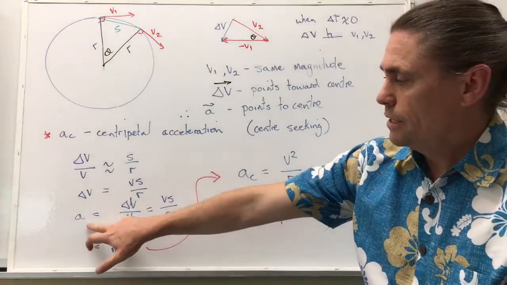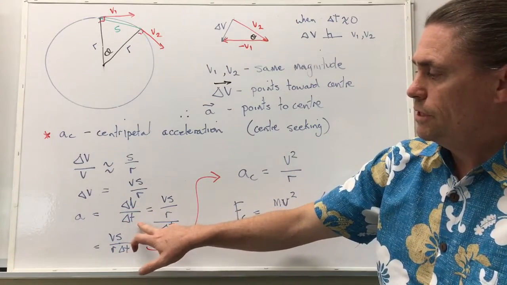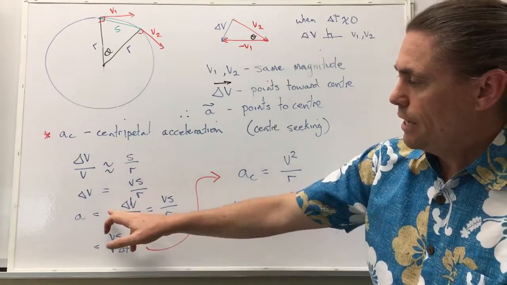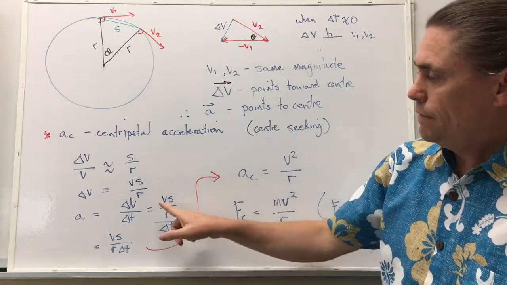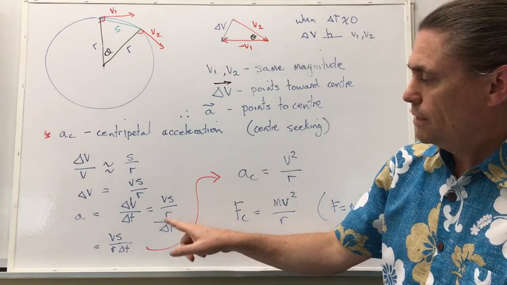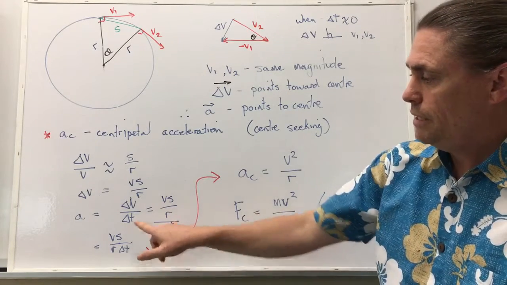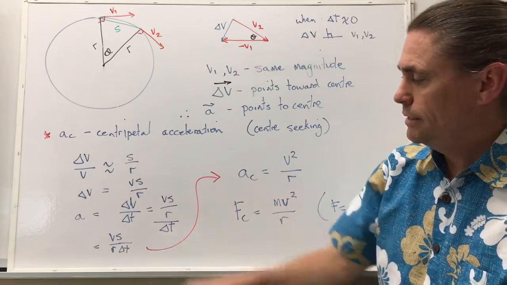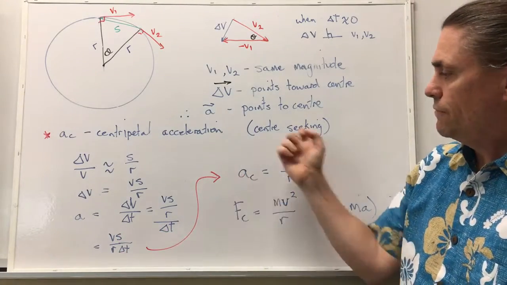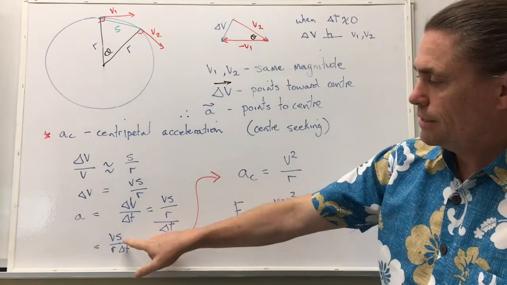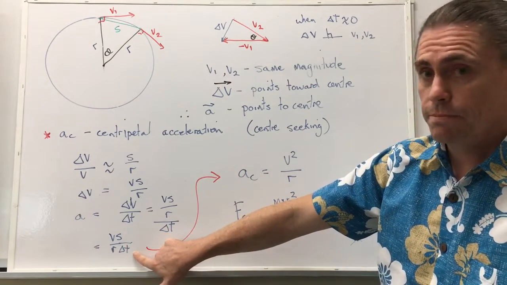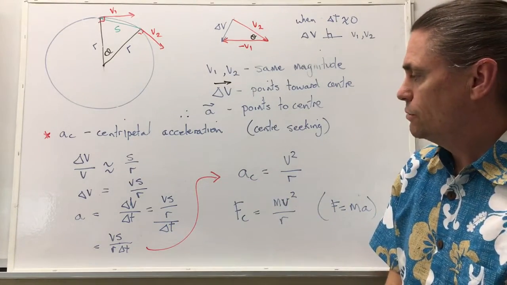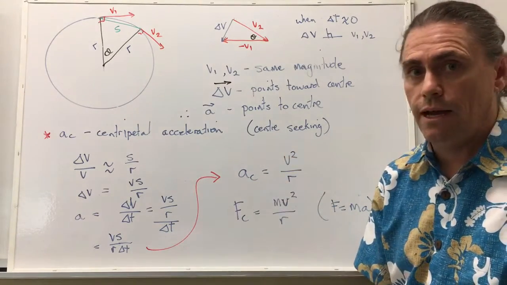We know that acceleration is equal to a change in velocity over time. Therefore, if we now rearrange this, taking into account our delta v, we get v times s over r over our delta t from here. Rearranging everything, we now get vs over r delta t. And if we rearrange everything from there, we know that distance over time will give us our velocity. Therefore, our centripetal acceleration will be equal to v squared over r.